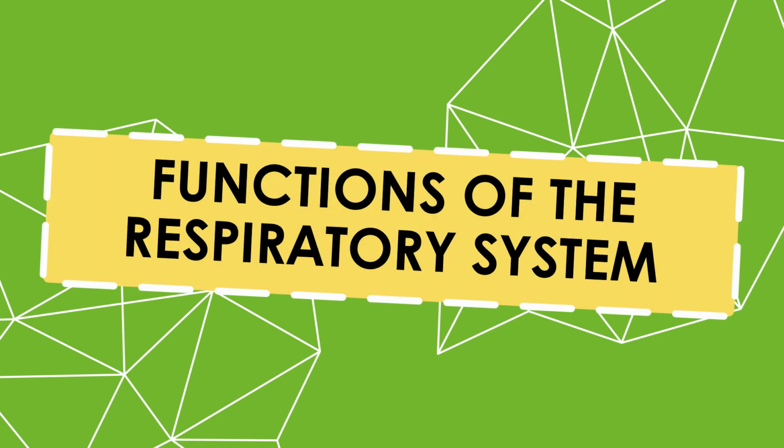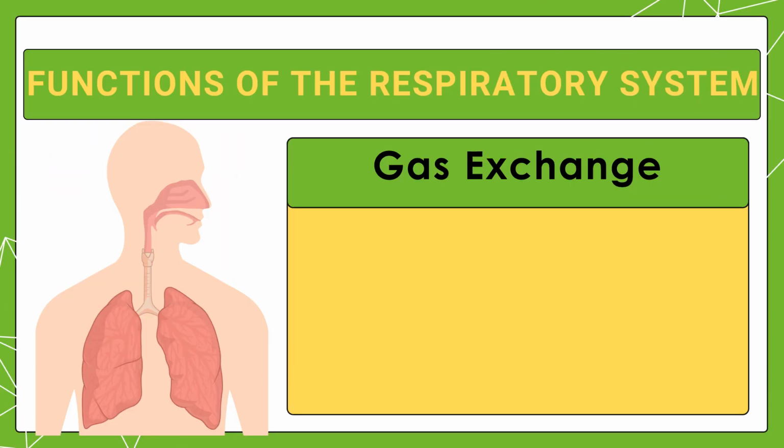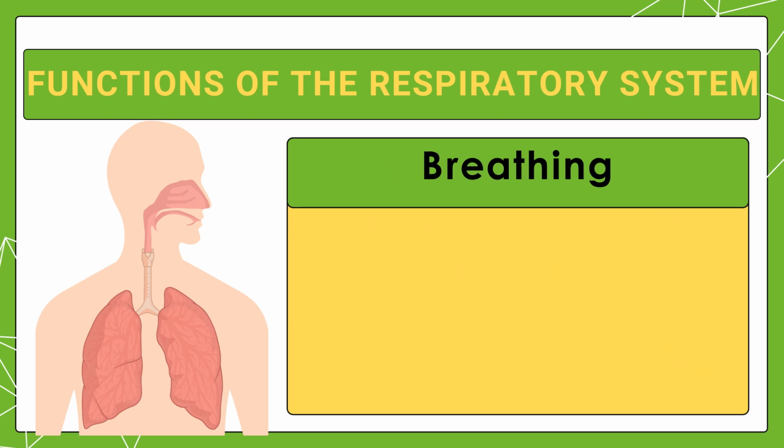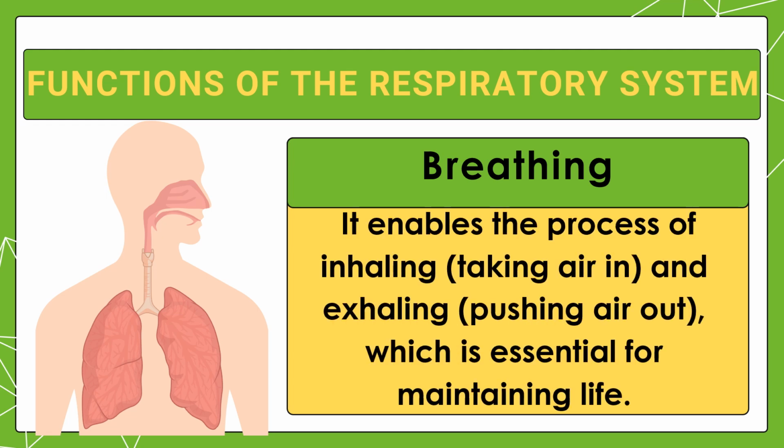Let's now go on with the functions of the respiratory system. First is gas exchange. The primary function is to take in oxygen from the air and expel carbon dioxide from the body through the lungs. Second is breathing. It enables the process of inhaling, or taking air in, and exhaling, or pushing air out, which is essential for maintaining life.